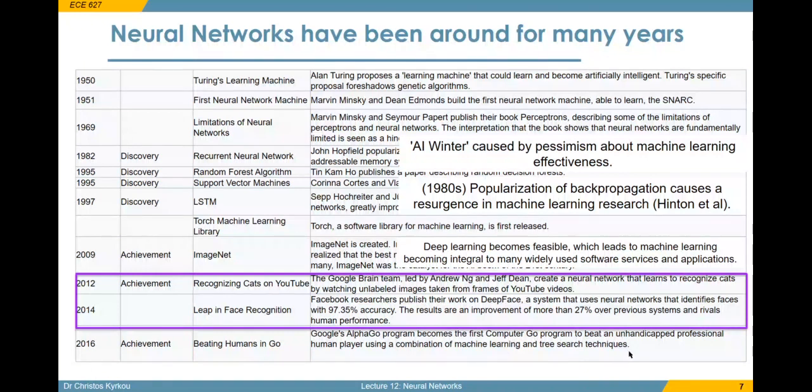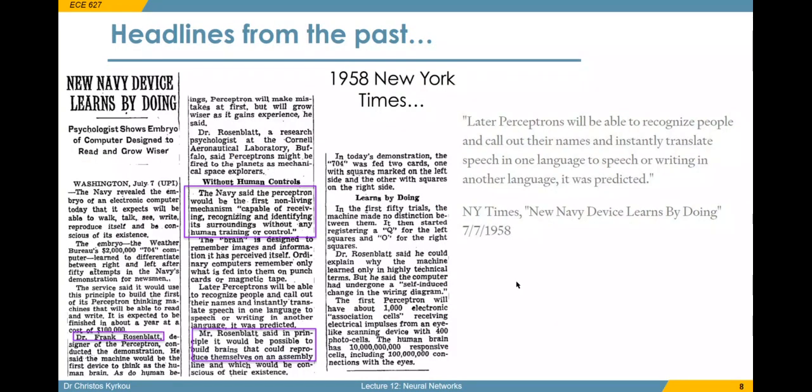So you can see that they have come a really long way from simple machines into very complex machines, as we will see in the class. But if you go back to the era of Marvin Minsky, it's interesting to see the headlines at the time.